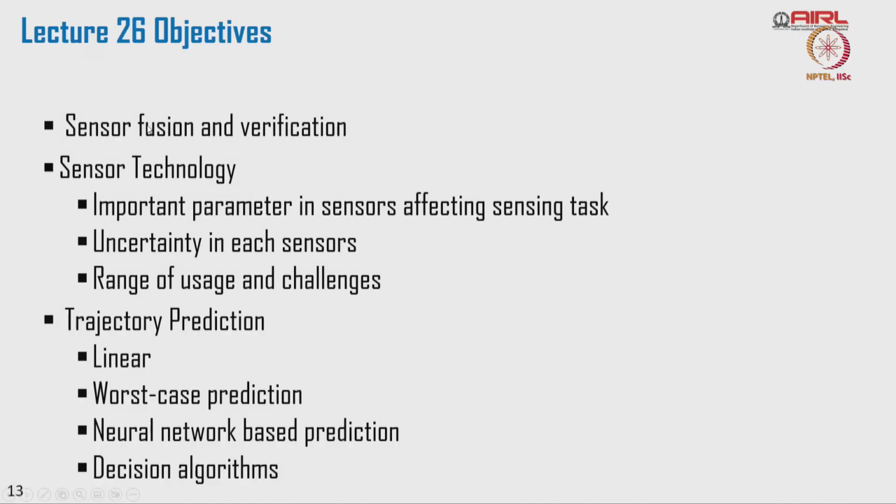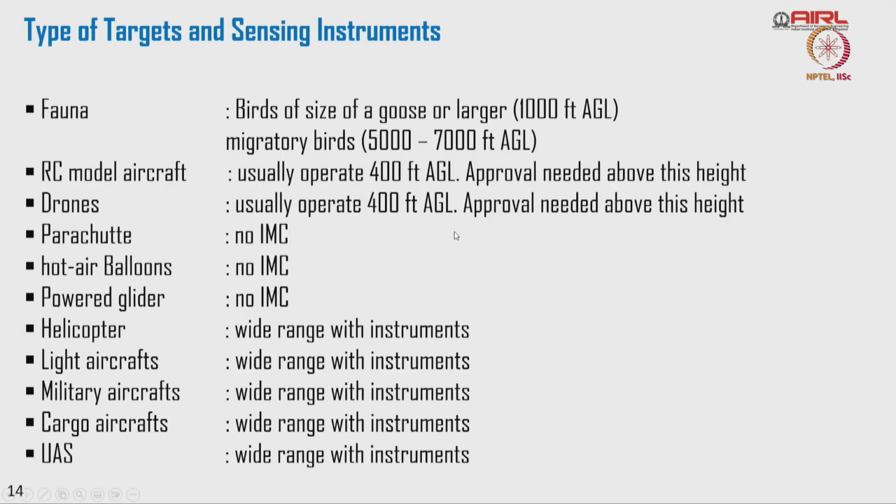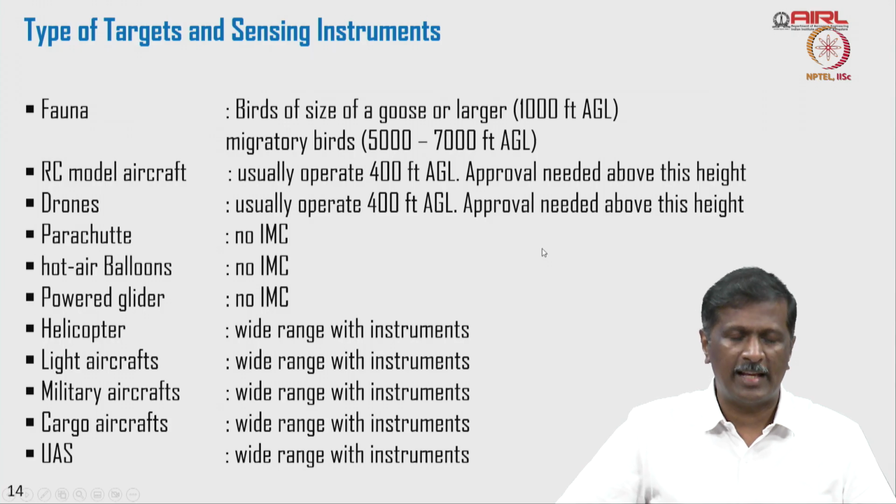The lecture objective is that we look at sensors, sensor fusion, and verification. We will also look at sensor technology itself: what are the important parameters, uncertainties in types of sensors, what are the ranges they can be used at, and what are the challenges. We will look at trajectory prediction, linear worst case prediction, and the decision algorithms. Now, the moment I say a target, which we talked about in sense and avoid, the target is an important aspect of it.